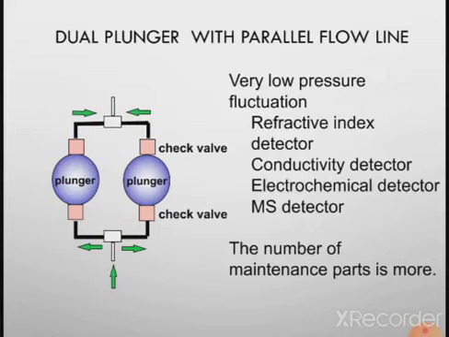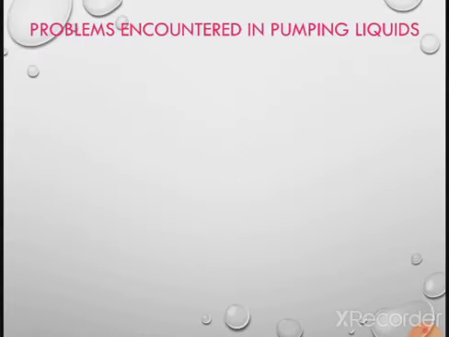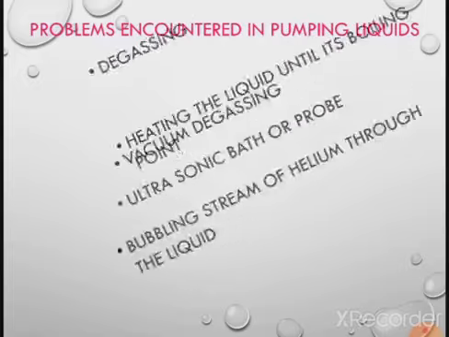Such dual plunger parallel flow line pumps are used with the refractive index detector, conductivity detectors, electrochemical detectors, and MS detector. The number of maintenance parts is more in this dual plunger. Then, problems encountered in pumping liquids.